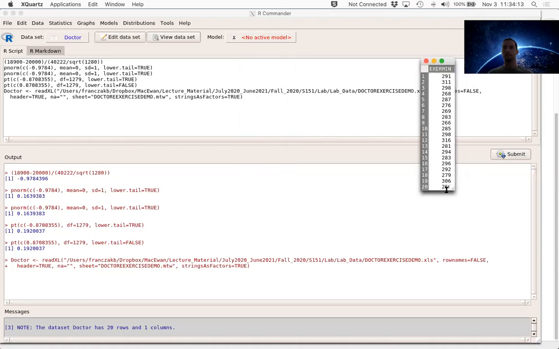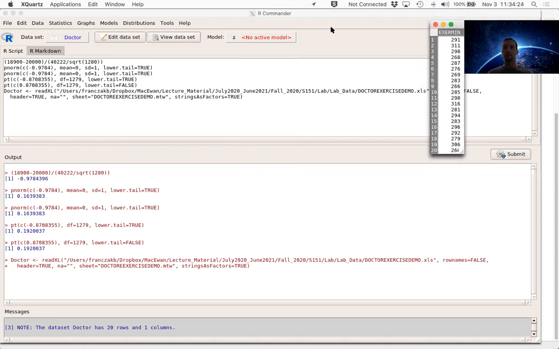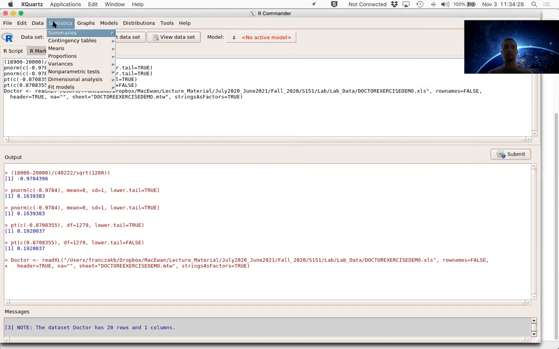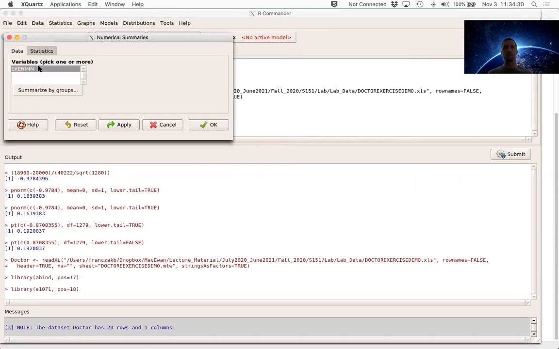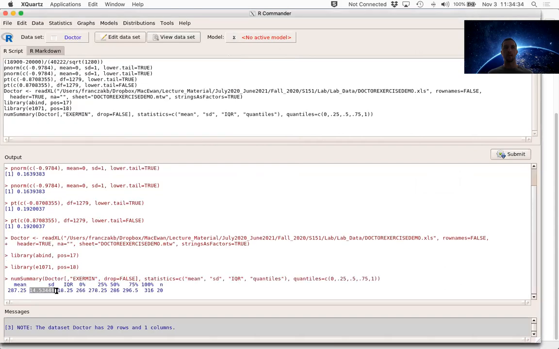we can see that we have our 20 observations. We don't have any population information, so we only have sample values. So the first thing that we would do is click statistics, summaries, numerical summaries, and then we can look at the standard deviation and the mean of those numerical summaries.